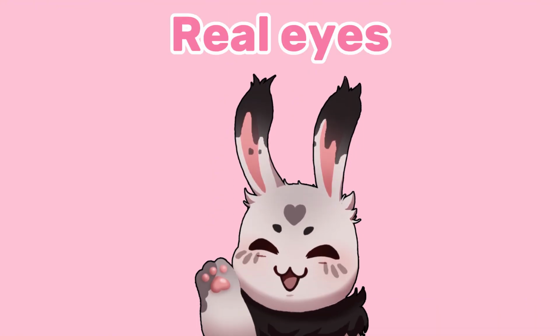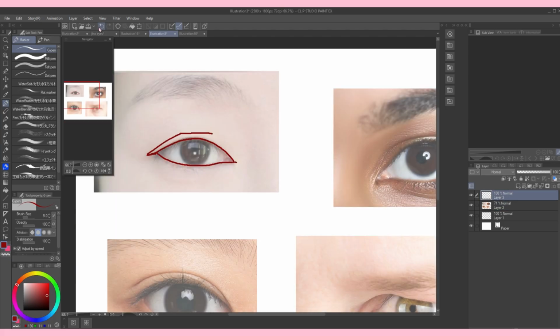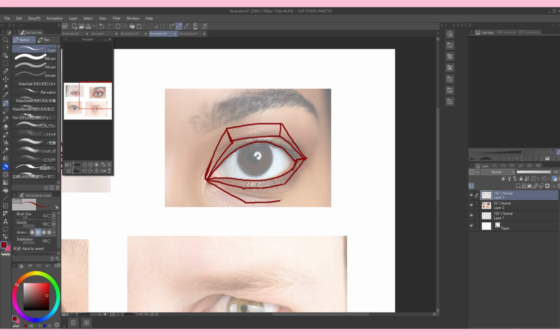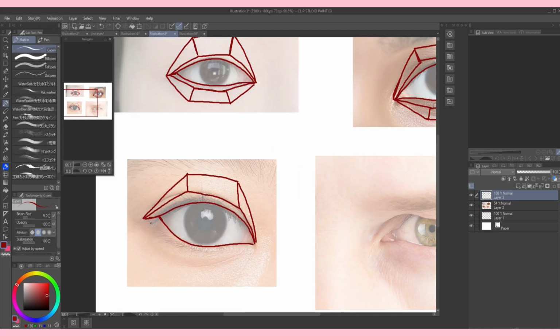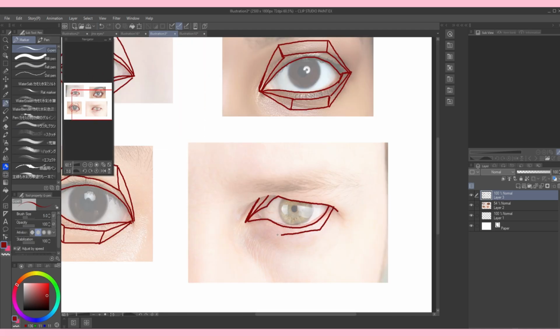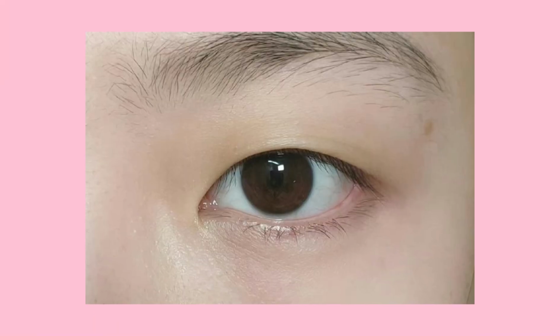Let's have a look at some real eyes. I quickly trace over all these eyes, and we can see that even though they are all different eye shapes and eyelids, the same form still applies. To my knowledge, there are three common eyelid types, which are double eyelid, monolids, and hooded eyes. But I also wanted to include epicanthic fold. I'm not an eye expert, so I apologize if I get something wrong.